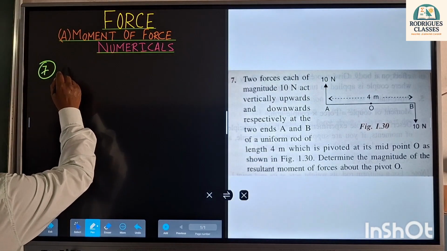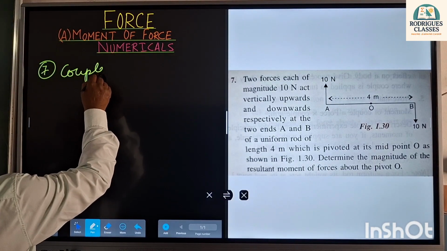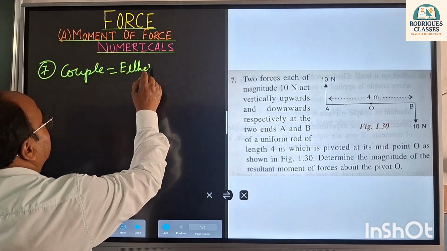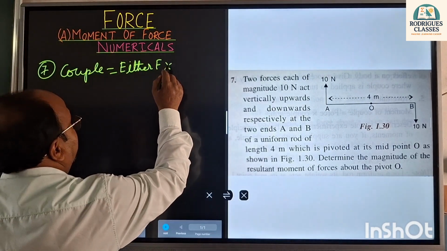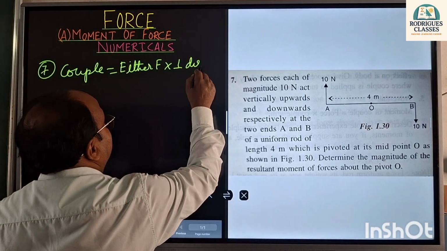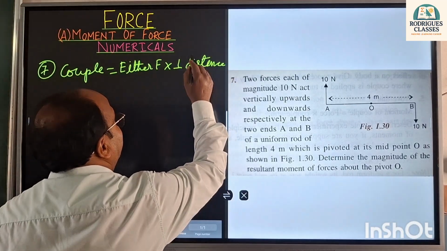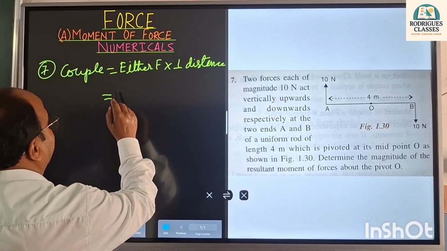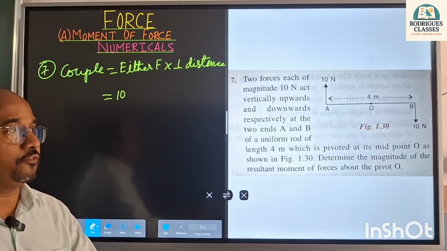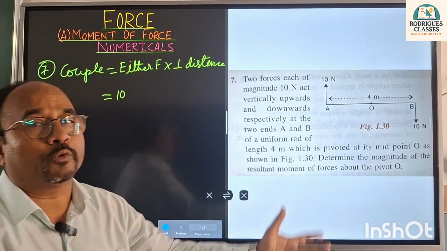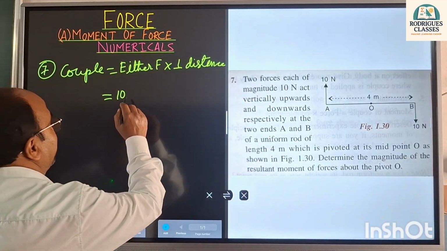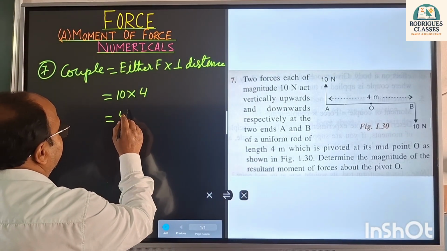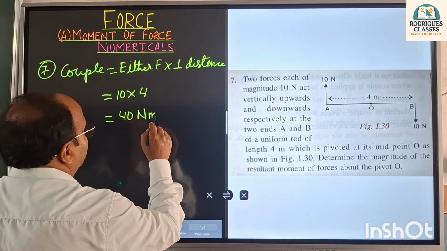So I will write here couple is equals to either force into the perpendicular distance between the two forces. Here we can write only perpendicular distance. So I get here the force is 10 Newton. Remember either of the force, so don't take 10, 10 of both and make it 20. Don't do that mistake. And the perpendicular distance between them is 4 meter. They are in SI unit. So I get it as 40 Newton meter.